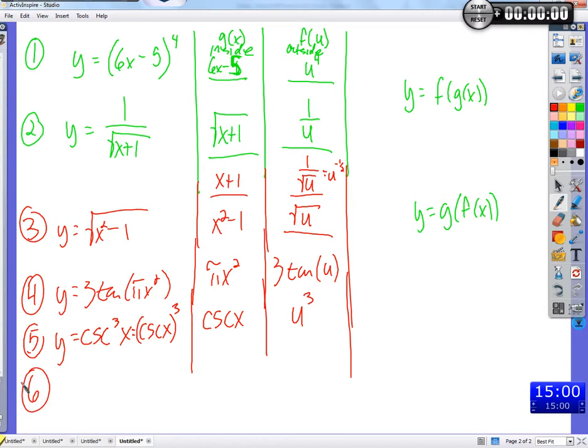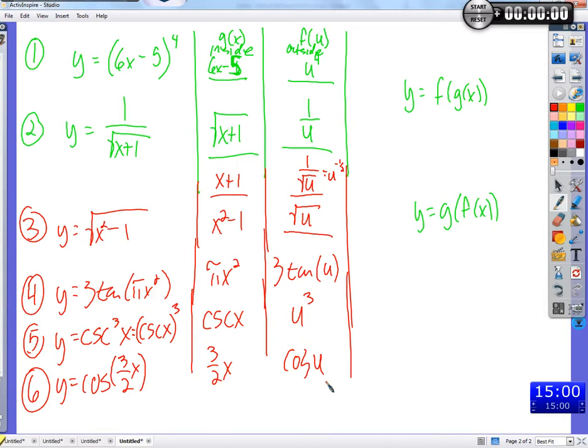And number 6, cosine of 3 halves x. So what function is inside? 3 halves x. There's an assumed parentheses here. And what's on the outside? Cosine of something.